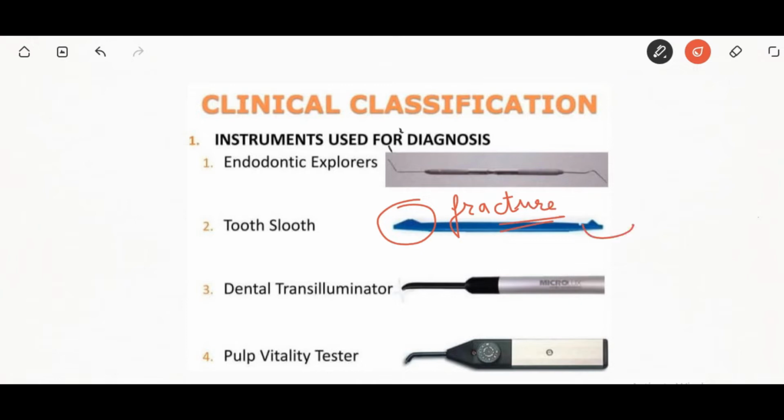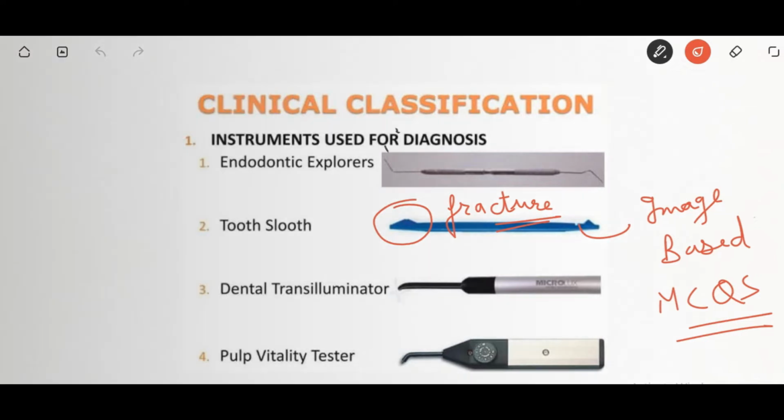What we see in the instrument is that it has a small indentation that delivers the force of bite to one cusp at a time. So it is easy to be used on the lingual cusp. It has a wedge tip that is designed to rest between the cusps of the posterior teeth, and we ask the patient to bite on it. When the patient bites on the Tooth Slooth, the plastic wedge pushes the cusps away from each other. Other instruments are the dental transilluminator and pulp vitality tester.